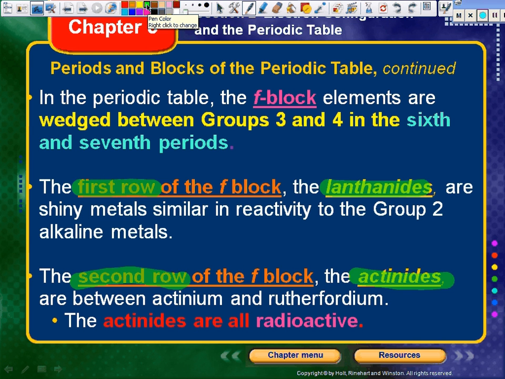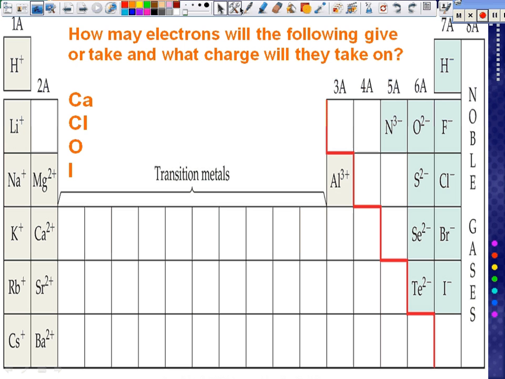Okay, last slide. Real quick, and it's a little quiz thing. We're going to end on this. How many electrons do the following give or take, and what charge will they take on? All right, let's talk about this. Calcium. What group? It's in group 2. So how many valence electrons? Two valence electrons. So what's its charge going to be? Very good, 2 plus. You do the other three, and we'll call it quits.